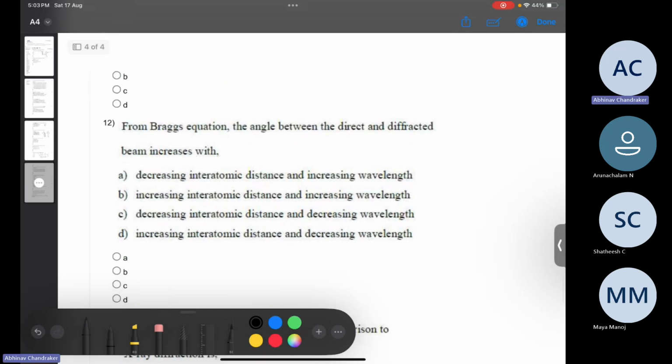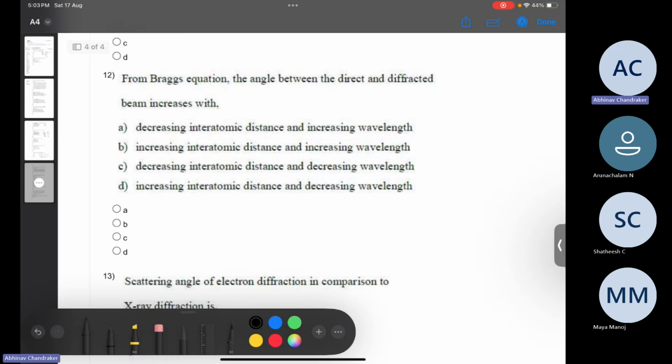Coming to the 12th question: the angle between the direct and diffracted beam increases with. If any of you know the answer, you can let me know, and else I'll quickly answer these. So this also I have covered. The Bragg's equation is like this. So based on this equation, which of these do you think the answer might be?